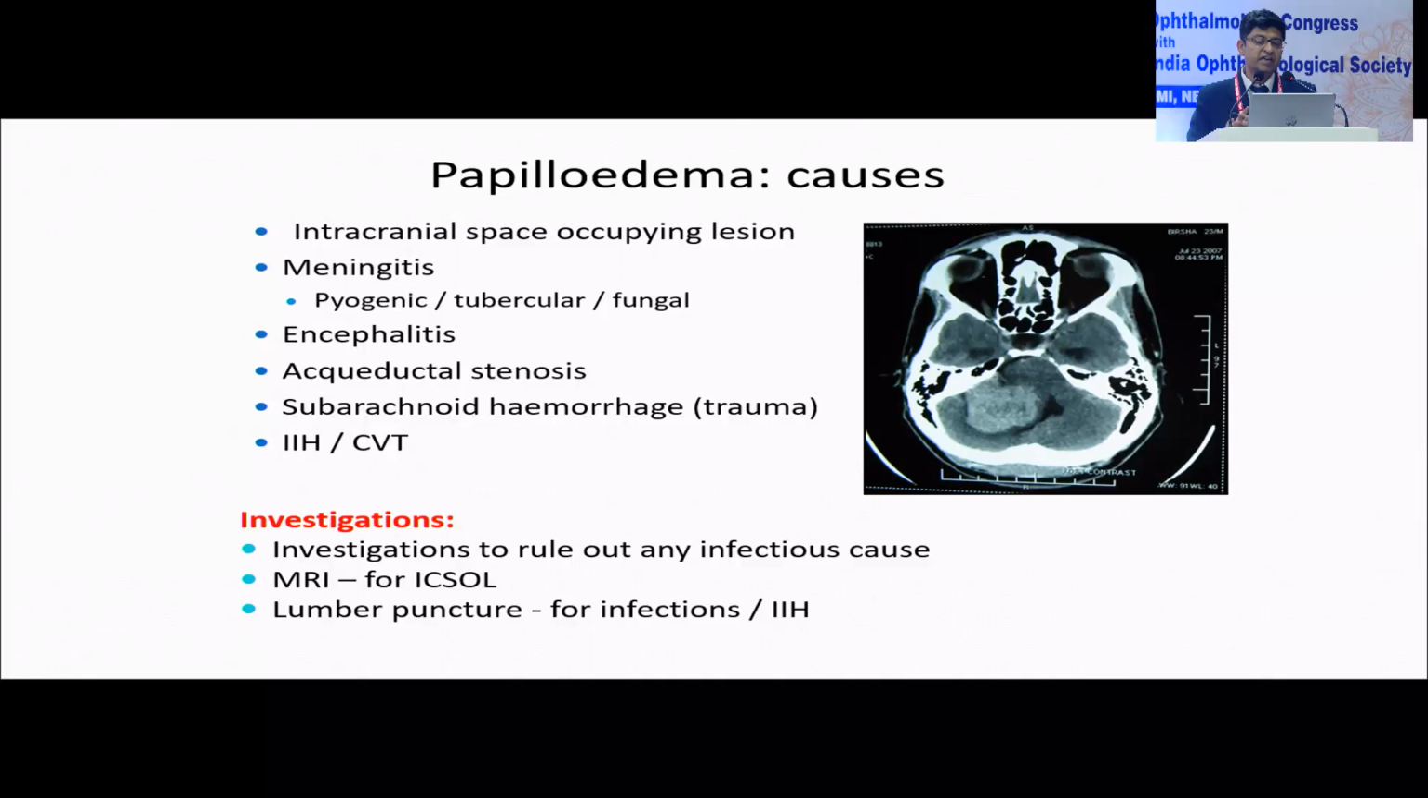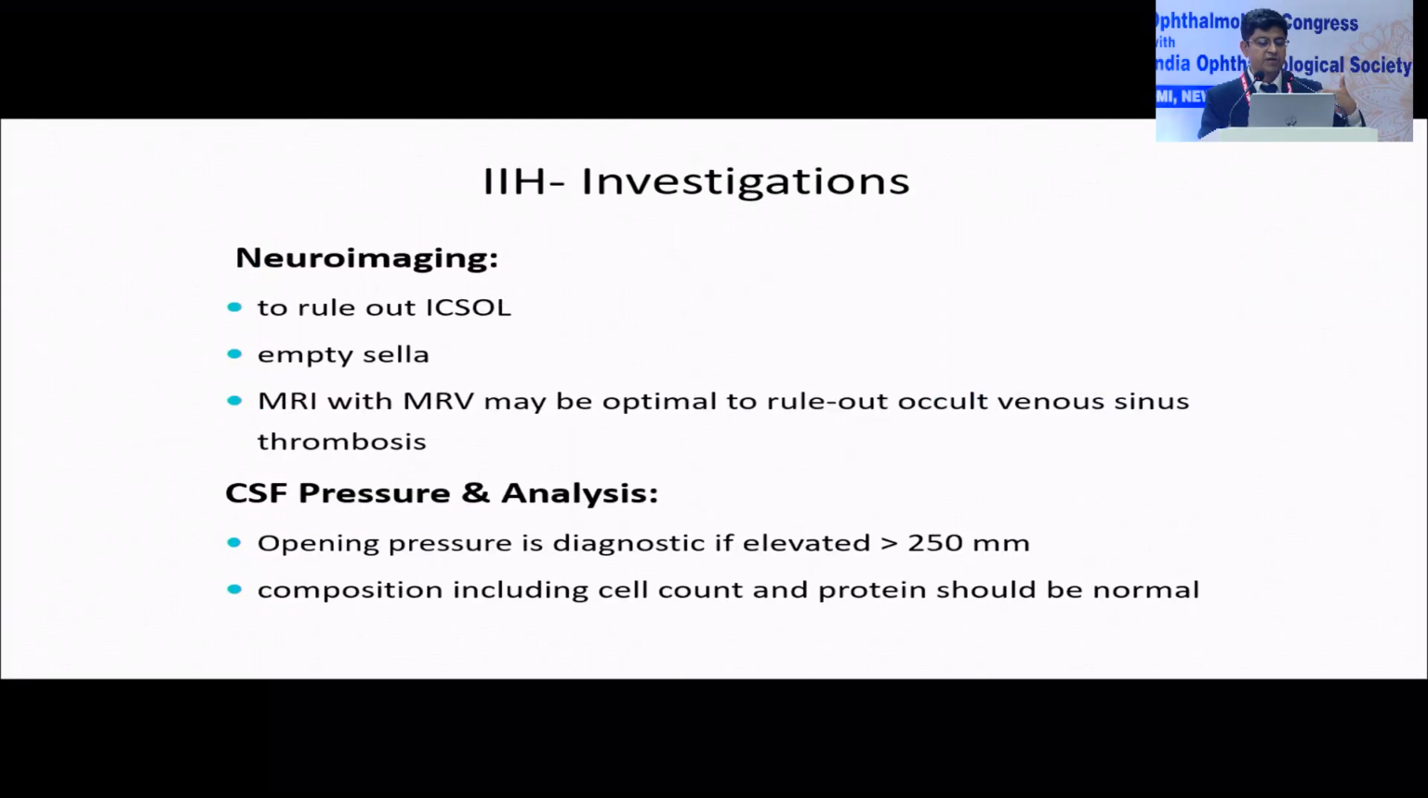Imaging is very, very important at the first go because you need to rule out space occupying lesions, and of course, if you have IIH as a suspicion, you must do an MRV, because venous sinus thrombosis needs a little more aggressive and a little different kind of management. So investigate for raised intracranial pressure. First, rule out a space occupying lesion.